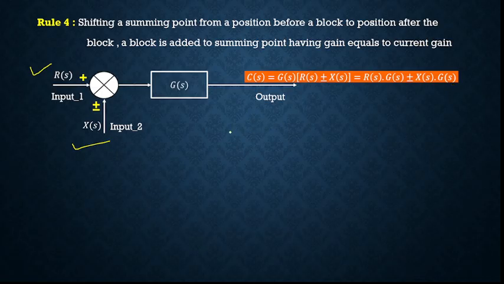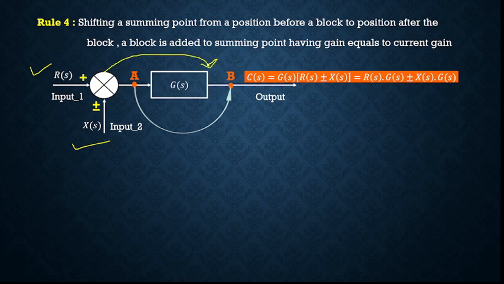Now what we want to do here is, this is the summing point at point A. We want to shift this summing point after this block at this point B. What we want to do here? We want to change the summing point from point A to B. So we want this summing point to be after this block, provided that our output should remain the same. Let us see how we can do this.